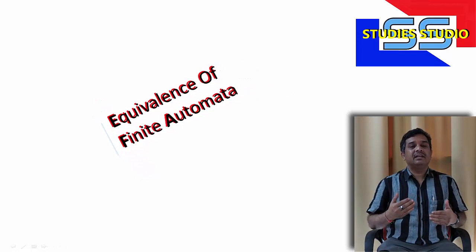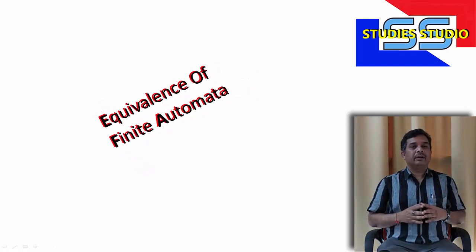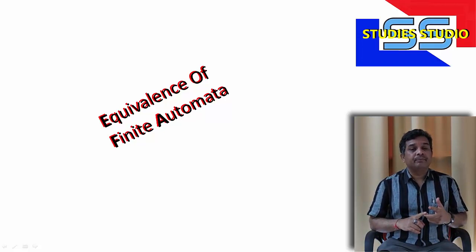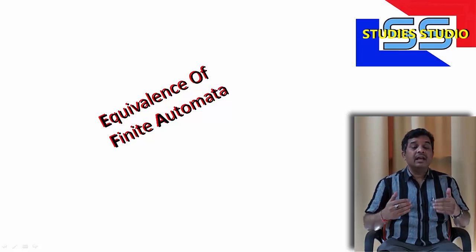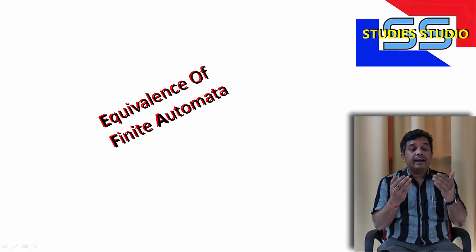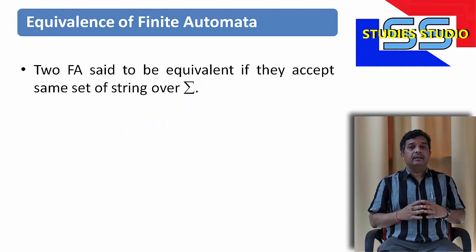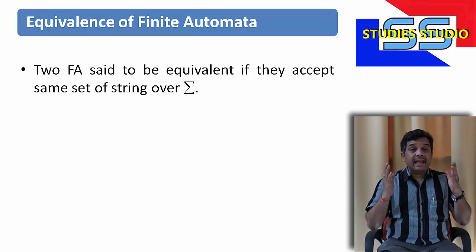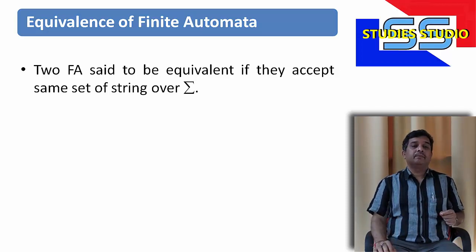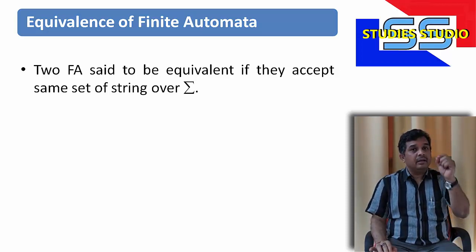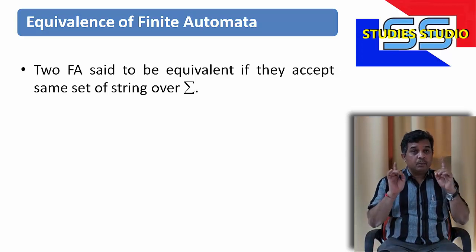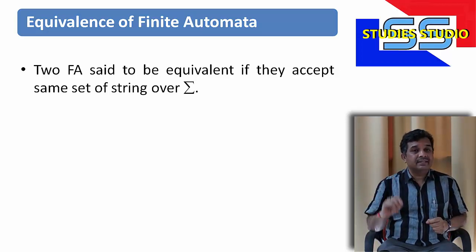Till now we have seen many things in finite automata, like DFA, NFA, epsilon NFA. Today we are going to see how we can say that two finite automata are the same. We can say two finite automata are equivalent if they accept the same set of strings over the same set of input alphabets. You need to remember here that the input alphabet in both the automata is supposed to be the same.